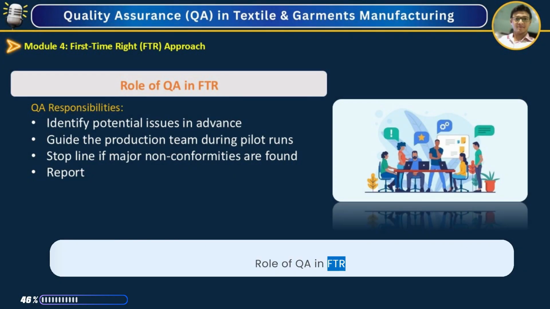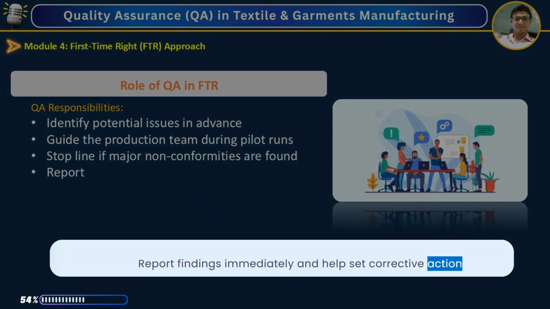Role of QA in FTR. FTR requires QA and production to work together. QA must be present early and vocal about any risks. QA responsibilities. Identify potential issues in advance. Guide the production team during pilot runs. Stop line if major non-conformities are found. Report findings immediately and help set corrective action.